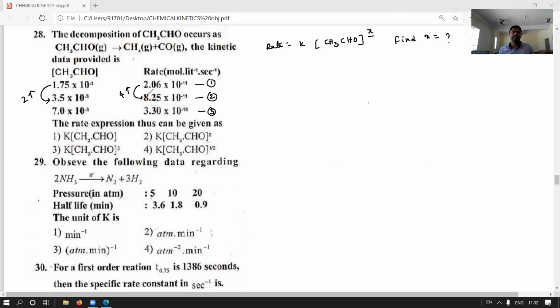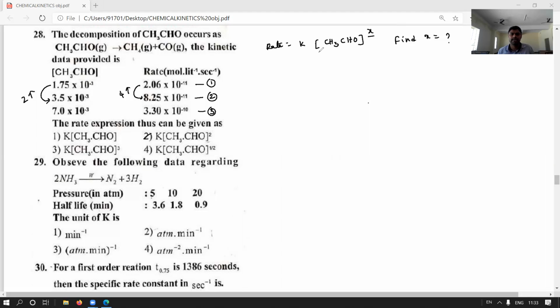Then what does it indicate? 4 times means 2 power 2, 2 square. Here also it is 2 power x, in place of 2 power 1. According to that, the rate is 4 when the concentration is twice. 2 power x is equal to 4, so x is equal to 2, which means a second order reaction. Now the correct answer is the second option.